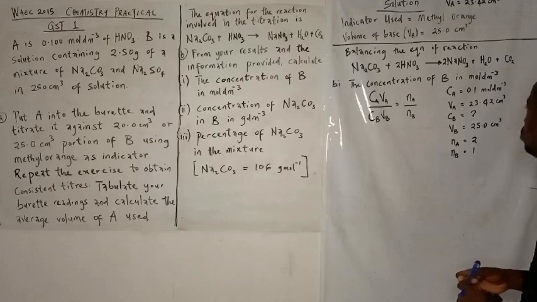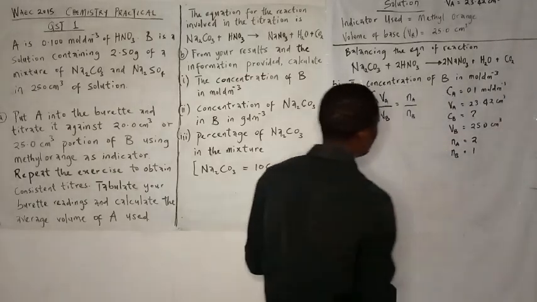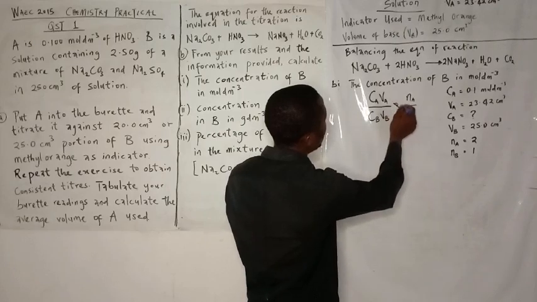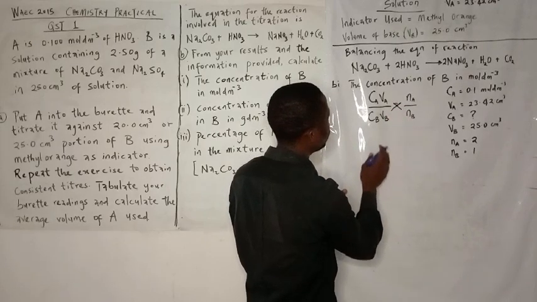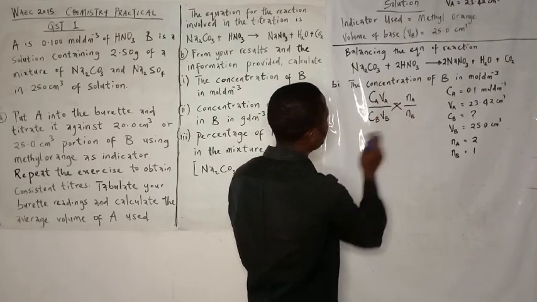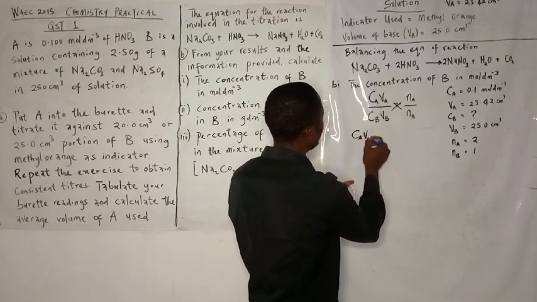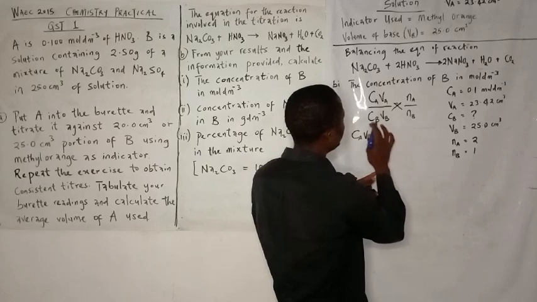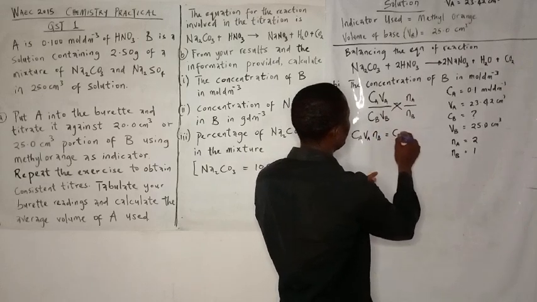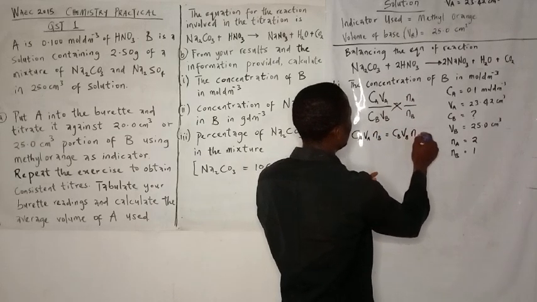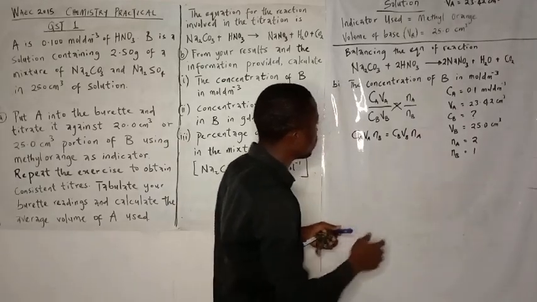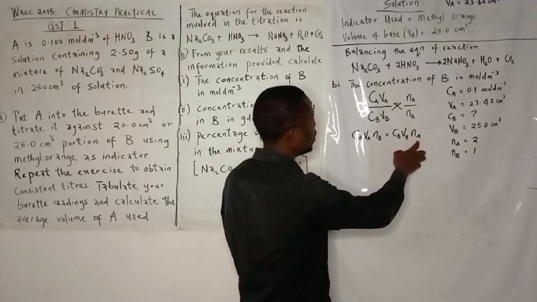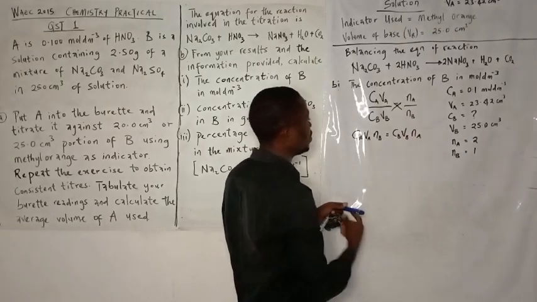So we can substitute, and if we try to make Cb the subject of the formula, we can cross multiply. So CaVa times Nb will be equal to CbVb times Na. At this point we are looking for Cb, so we will divide both sides by VbNa, so that they can cancel out on the right hand side.